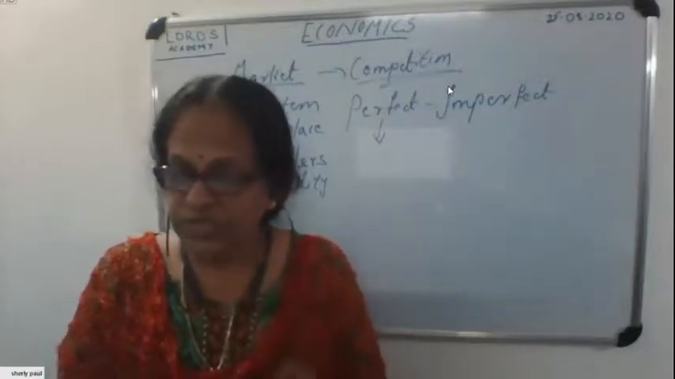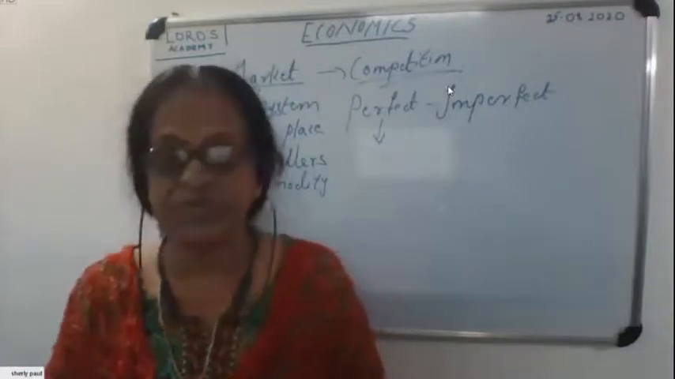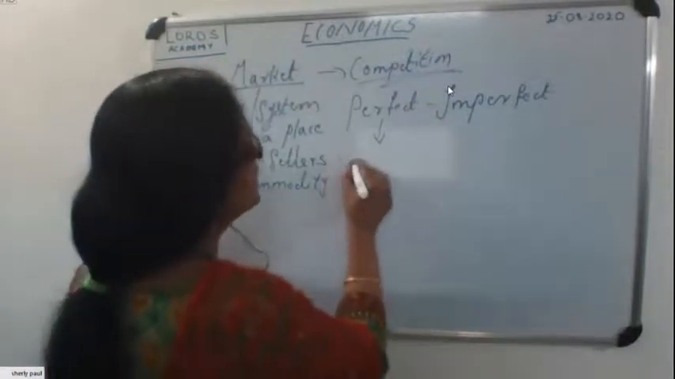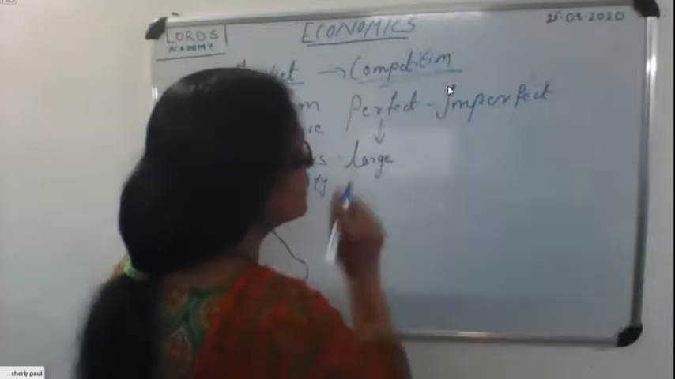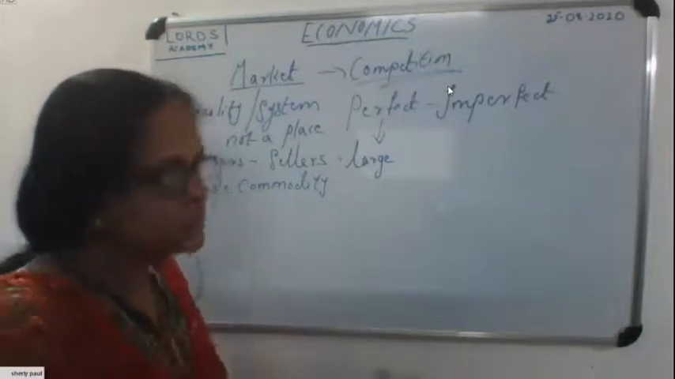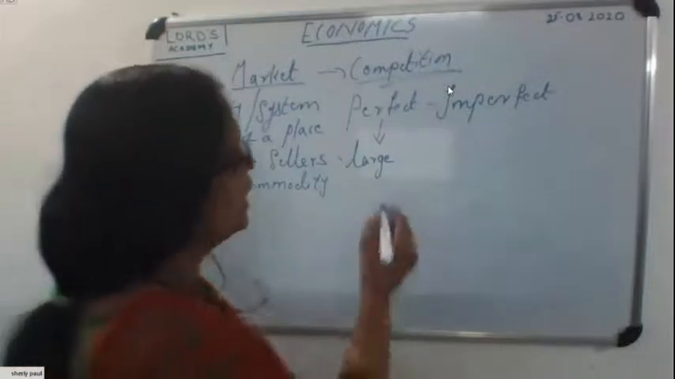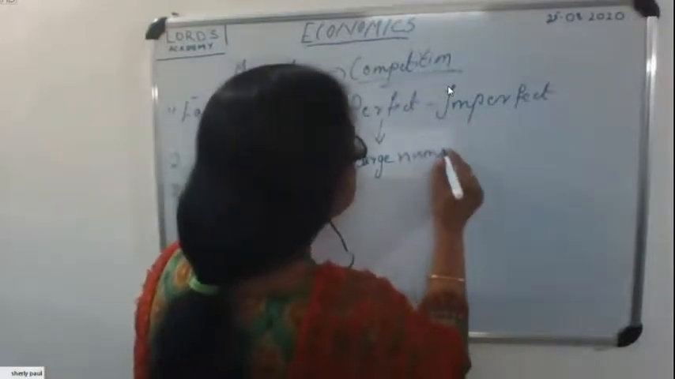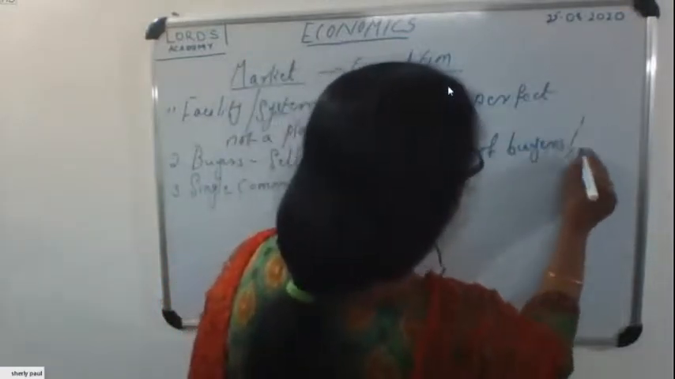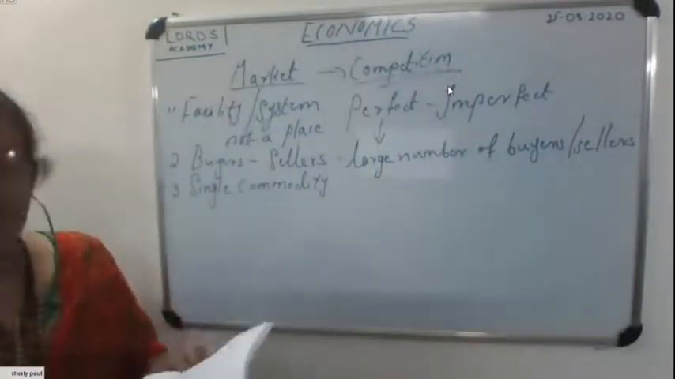Now come to the features of a perfectly competitive market or perfect competition. The first feature: large number of buyers and sellers. You should be very careful about these features, because when we study another market, these characteristics also come, but the meaning is different. Clear? Large number of buyers and sellers. Buyers are there, sellers are also there.